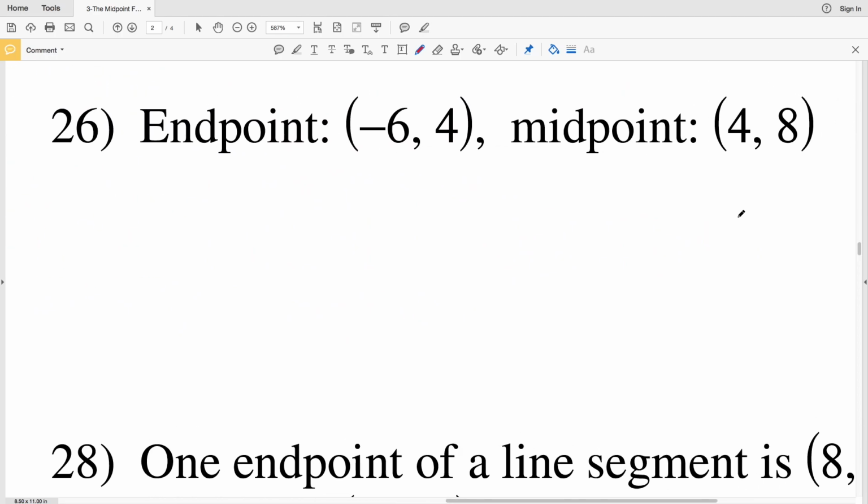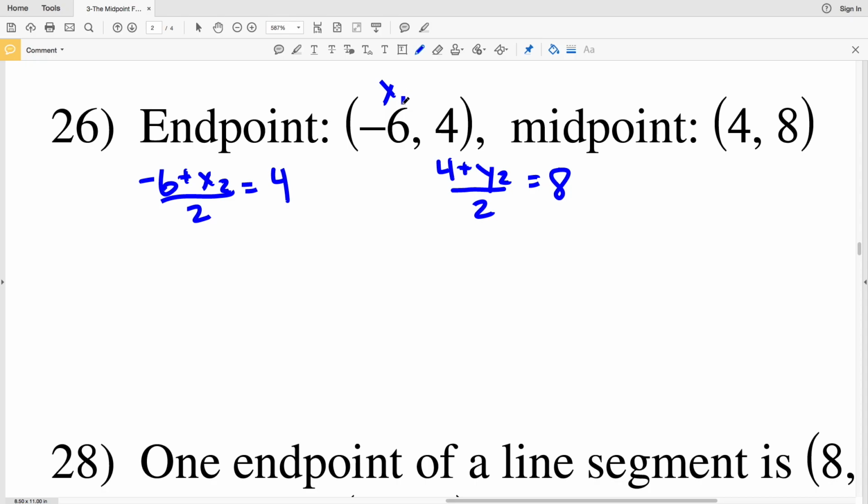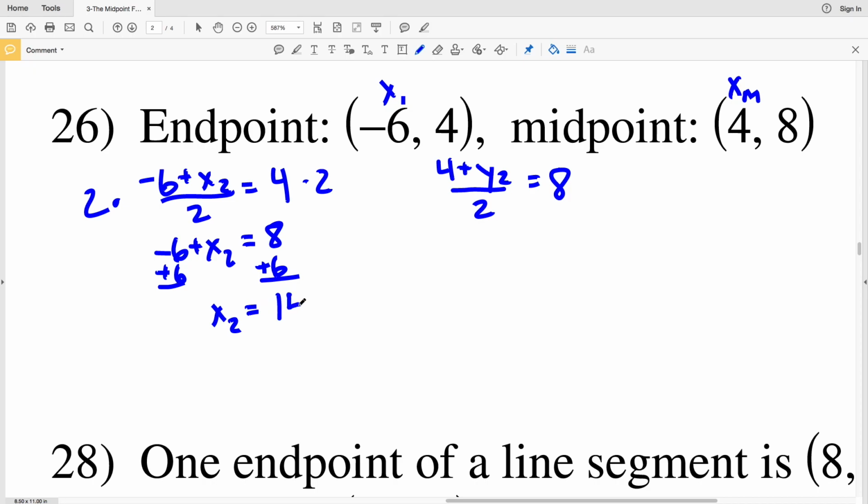Finally, our last problem with this set of directions, number 26. My x sub 1, negative 6, plus x sub 2, all over 2, equals 4, which is my x sub m. Solving for that, I'll multiply both sides by 2 to get that negative 6 plus x sub 2 equals a positive 8. Adding 6 to both sides will give me that x sub 2 equals 14.